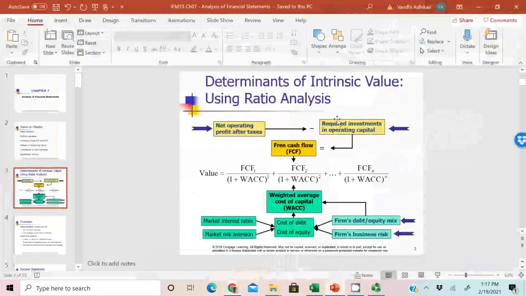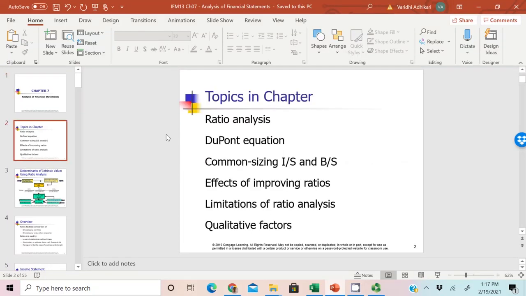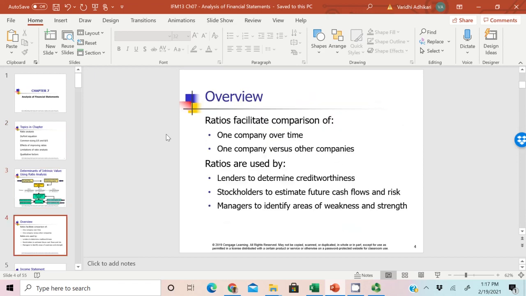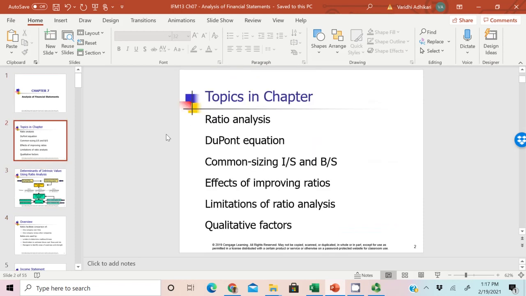Hi everyone. In this session, we are going to talk about analysis of financial statements. So, three main kinds of financial statements that are useful to a financial analyst are income statement, balance sheet, and cash flow statement.